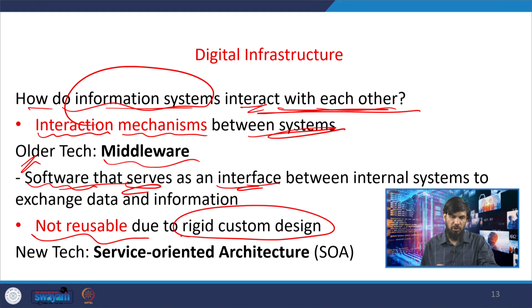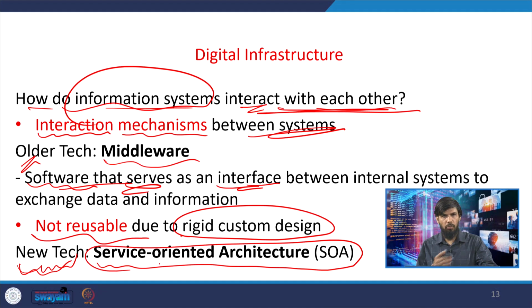Because of the rigid custom design, somebody has to look at the kind of data and information exchange that will happen between two information systems and come up with software that will do the interfacing between those two, so that the requirements are met and data exchange can happen. So it could become very bespoke, very peculiar, and therefore reusability for such middleware solutions goes down. Slowly we evolved towards a new approach, which is service oriented architecture, the SOA approach. So we moved away from middleware and more towards SOA.